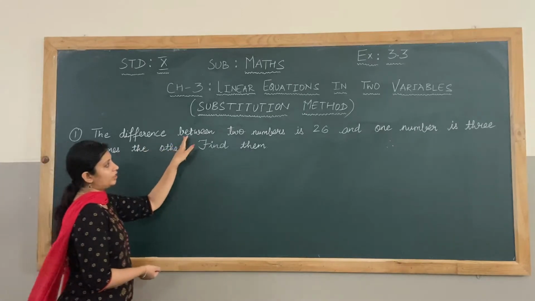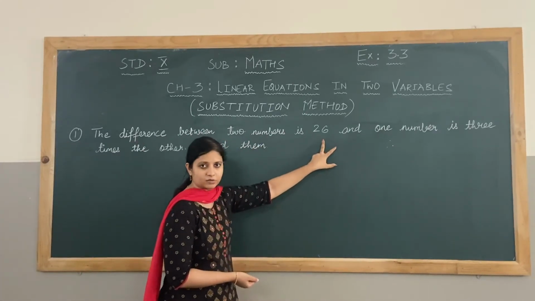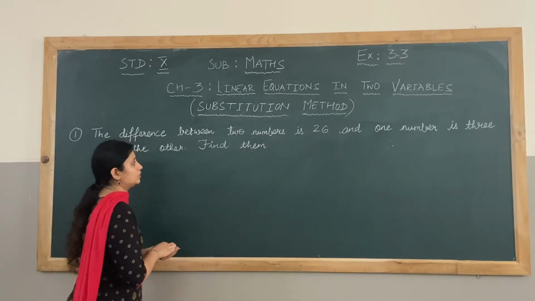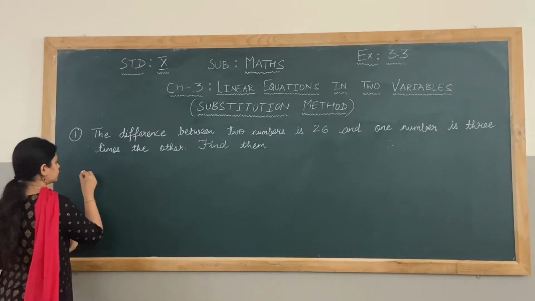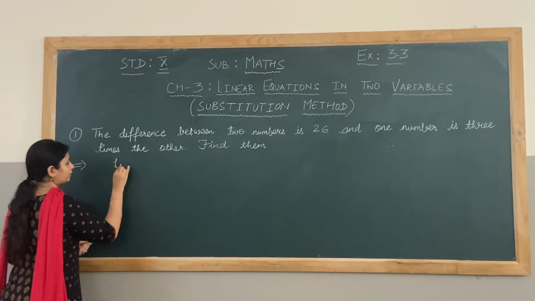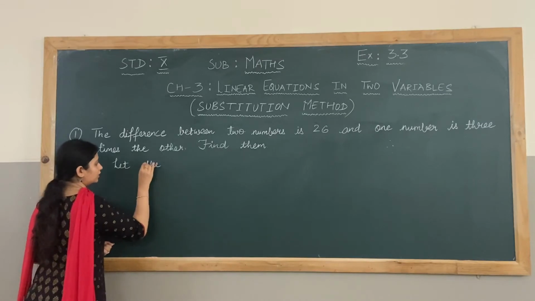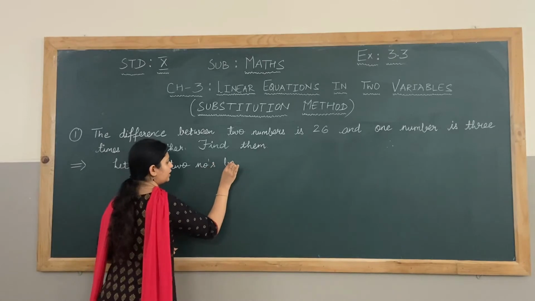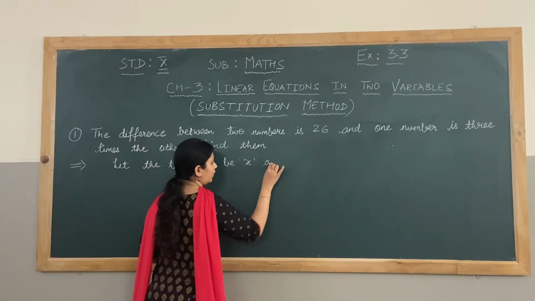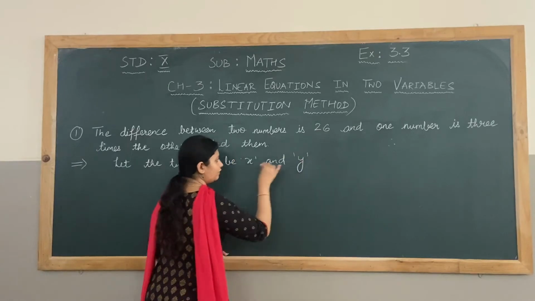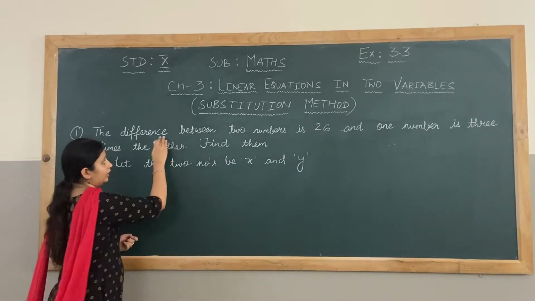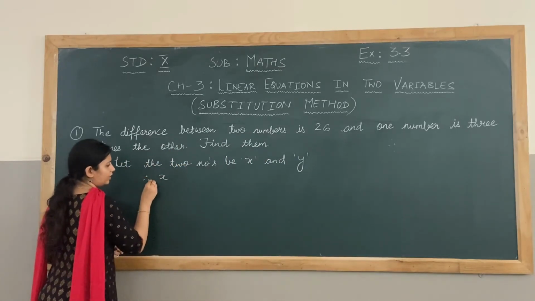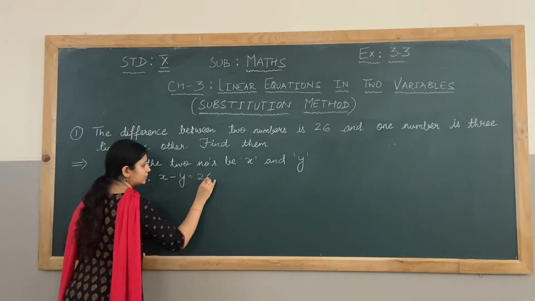The difference between two numbers is 26. Now what do we mean by difference? Difference means minus of two numbers. So see, as it is a problem sum, you need to write a statement. So let the two numbers be x and y. You can assume any. I have assumed them to be x and y. Difference between two numbers is 26. Therefore, I can write x minus y is equal to 26.